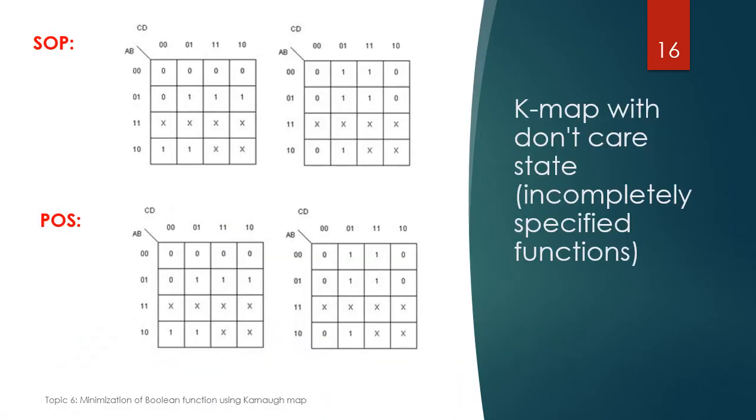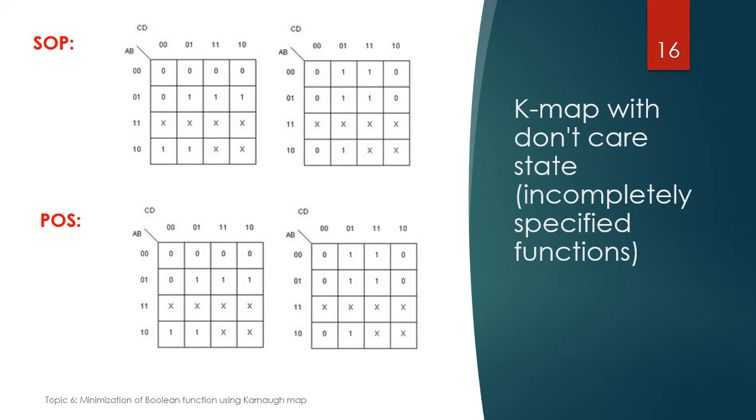Finally, let's look at the case where we have don't care states. Since the value of those squares doesn't matter, we always choose their value to help us with the simplification. For example, in this K-map here, if I want to do SOP, I will take some of those x values to be 1 and some to be 0, depending on which way I can make the biggest group.